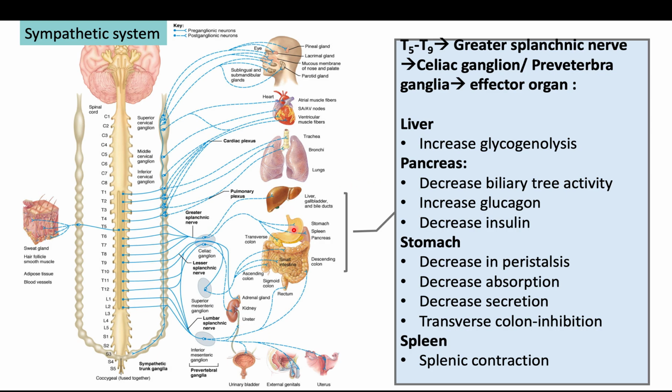In the pancreas, it will decrease the biliary secretions, increase the glucagon and decrease the insulin, right? And then in the stomach, it will decrease the peristalsis, decrease the absorption, decrease the secretions, and the transverse colon will start to have inhibitory activity. Means they will not undergo the peristalsis process, right? And for the spleen, it will cause a splenic contraction.